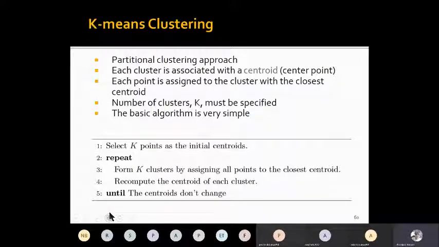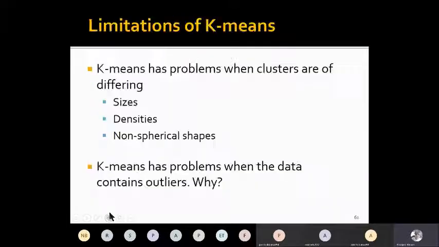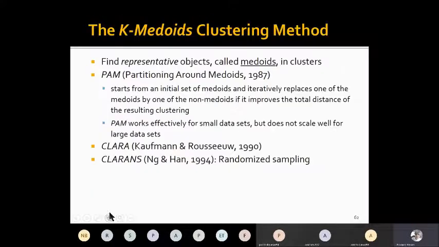Also, since we are averaging the values in calculating the centroid, there is a problem that it is very much dependent on outliers. That means say one point is very much away from other points, so it can wrongly assign the outlier as a single cluster center. So these are the formal limitations of K-means: it cannot work with varying size, density, and non-spherical shape, and it is susceptible to outliers.